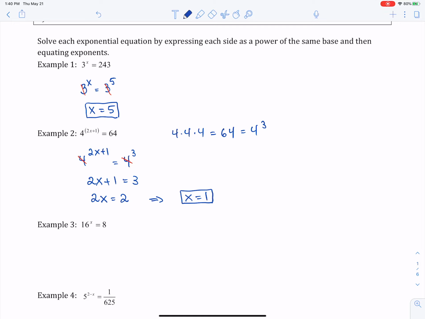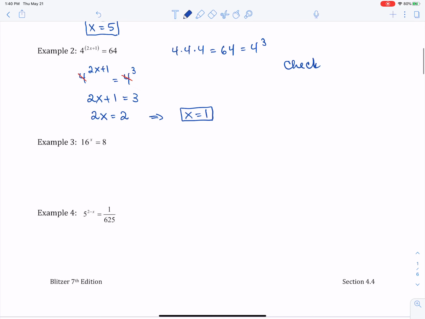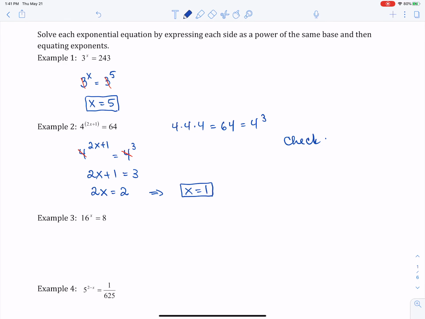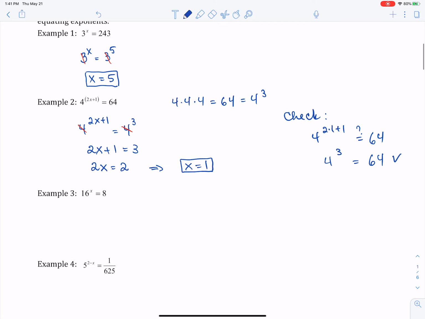For all equations, it's very easy to check, so I recommend you check your answers, especially during exams. Check 4 to the power of 2 times 1 plus 1, is it equal to 64? 2 times 1 is 2, plus 1 is 3, and 4 to the 3rd indeed is equal to 64, so that's a correct answer.